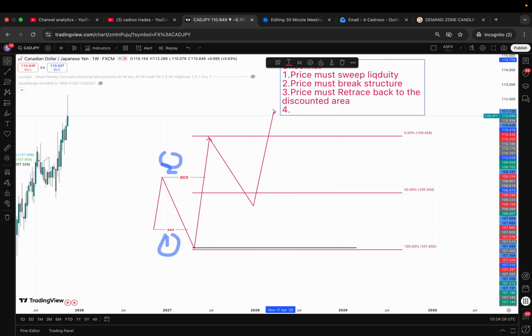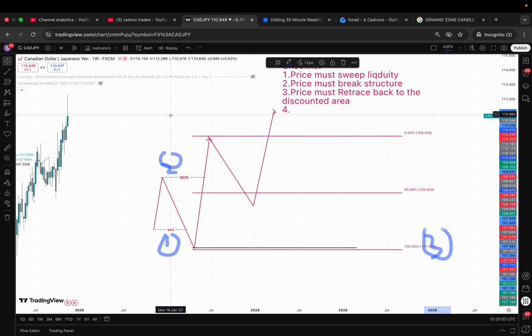Number 4, checklist. Let's go over this again, guys. Number 1, we said what? Price must sweep liquidity. Number 2, price must break structure to the upside. Number 3, you must use your what? Fibonacci tool. Use your Fibonacci tool to determine what? Premium and discounted areas.